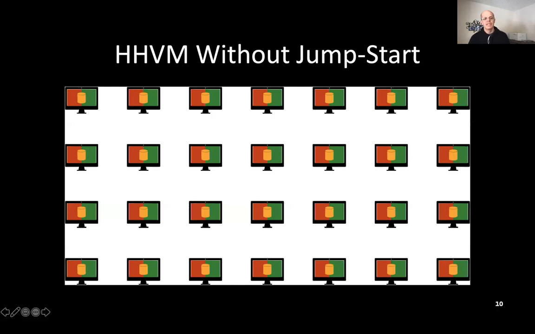So here's a quick diagram illustrating how the servers warm up across the entire fleet without Jumpstart. We see that all the servers go through this red phase where they are doing all the compilation and profiling, and the performance is not great until they are able to collect profile data and produce optimized code, and then reach this green phase where they run at a much higher throughput.